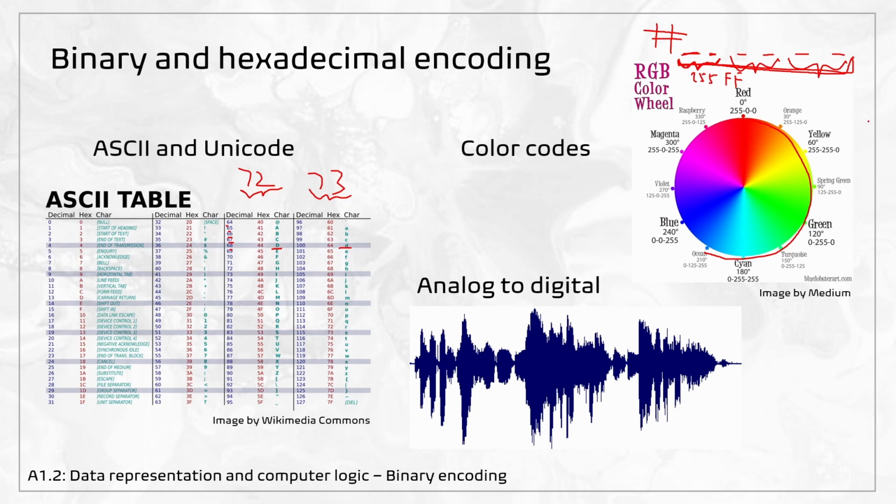Finally, remember that audio file we looked at? Audio files just store how loud a sound is at a particular point, and that loudness is measured using numbers, for example, on a decibel system, and that decibel system is represented using binary again, using the number system.